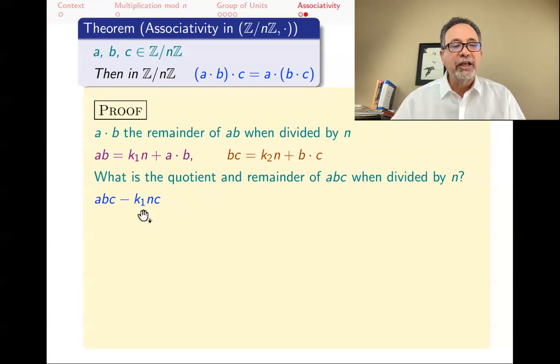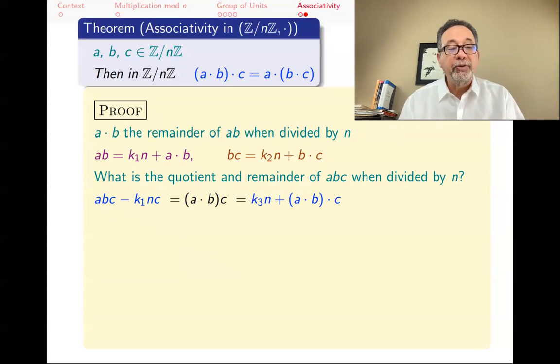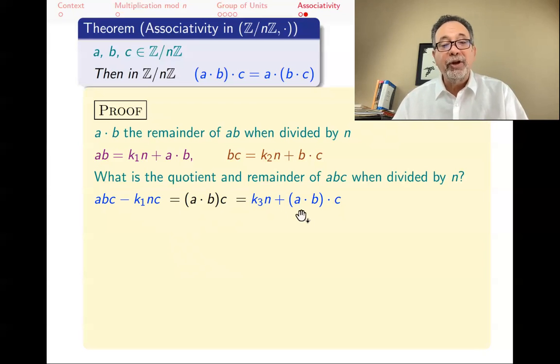First of all, I'm going to ask, what's abc minus k1nc? Now look here, I have ab equals k1n plus a dot b. k1n was brought to the other side, so you get ab minus k1n, and if you multiply it by c, you get a dot b times c. But whatever this thing is, it's some number. And again, by the division algorithm, you divide it by n, and you get a quotient, k3, and a remainder. And what's the remainder?